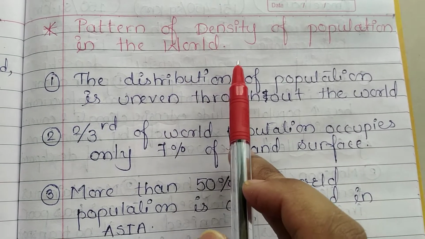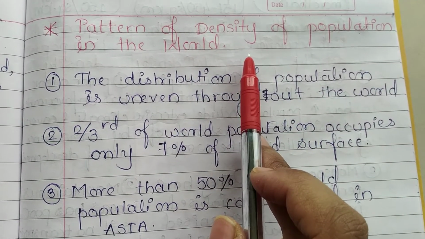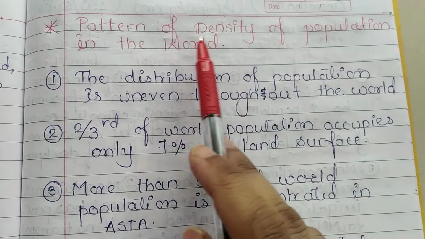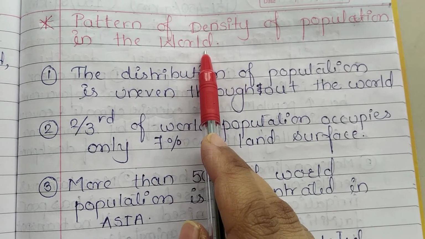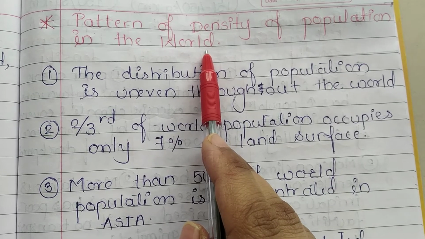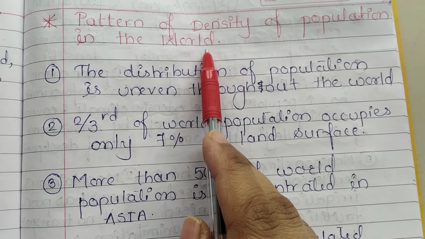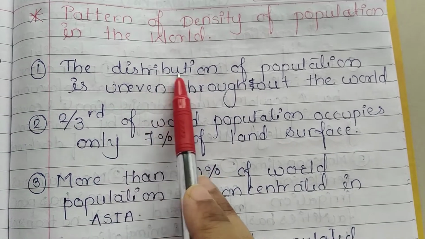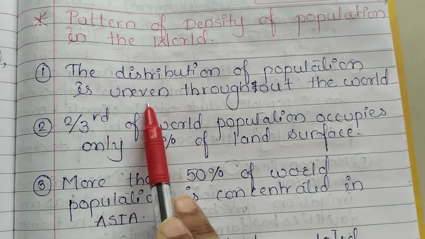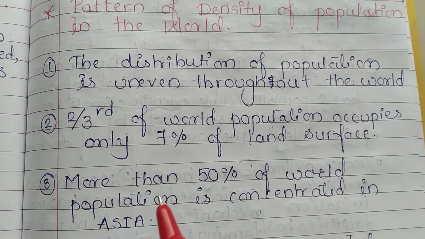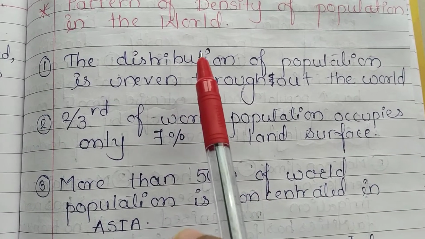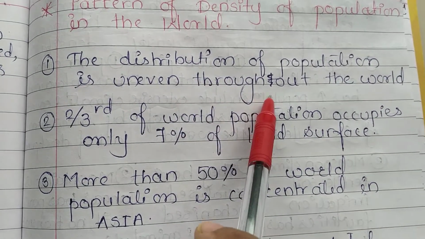Okay students, now we are going to study the next topic, that is the pattern of density of population in the world. Now what is the pattern, what is the distribution of the population in the world that we are going to study? The first point is the distribution of population is uneven throughout the world. The meaning of this sentence is what? Throughout the world, the population is not distributed equally.